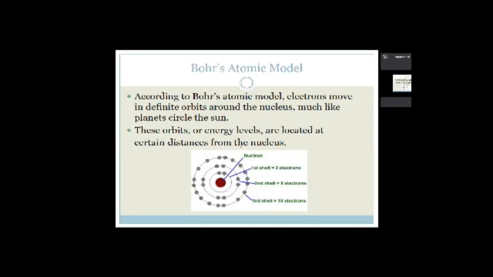He said electrons move in definite orbits around the nucleus, much like the planets circle the sun. These orbits or energy levels are located at certain distances from the nucleus. So he said, here is a nucleus, and there is an orbital where we will find some electrons. And then a bit further away, there's another orbital where we'll find some electrons. And it goes on and on for as many energy levels as that atom has. That was pretty impressive because up to now, people had managed to get from a solid little ball to the fact that there was a positive nucleus and maybe one layer of electrons.